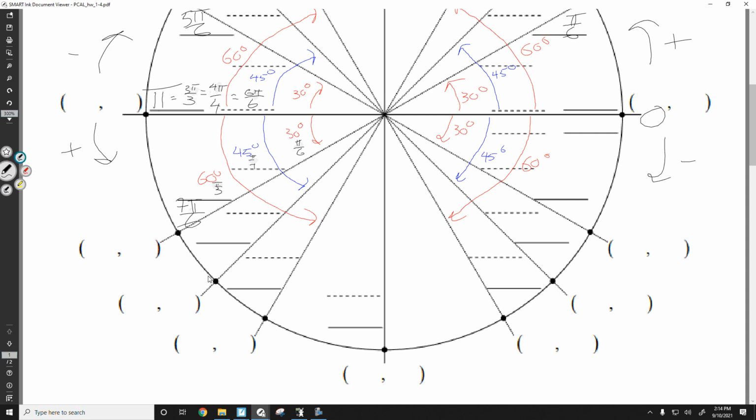What's the next one? How'd you do that? That's it. Take pi, which can be written as 4 pi over 4, add 45 degrees, you get 5 pi over 4. We're just adding fractions here. That's it. What's the next one? What's this one? 60 degrees away from the x-axis here in the third quadrant.